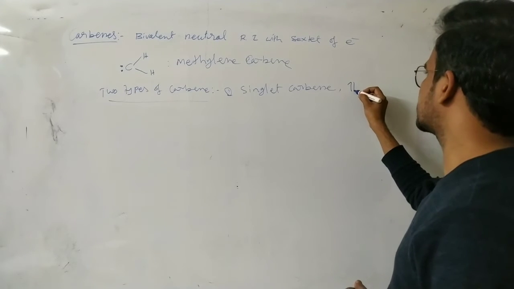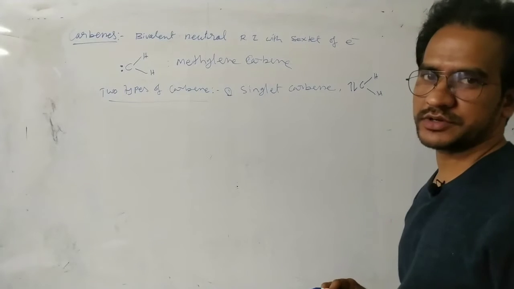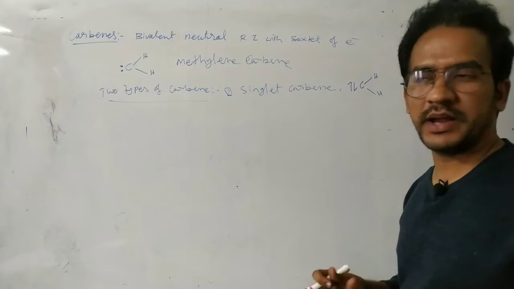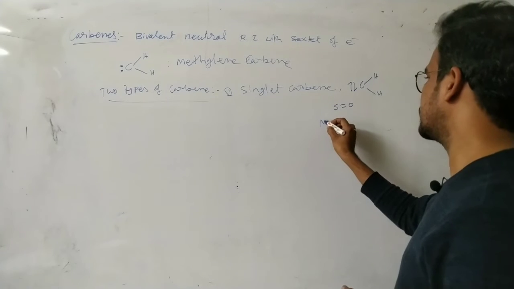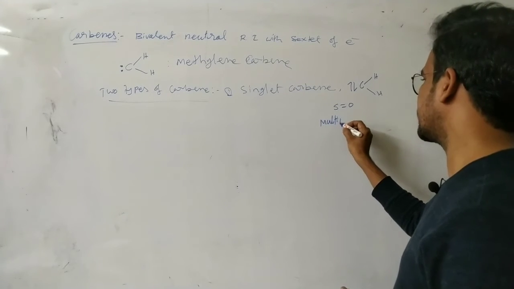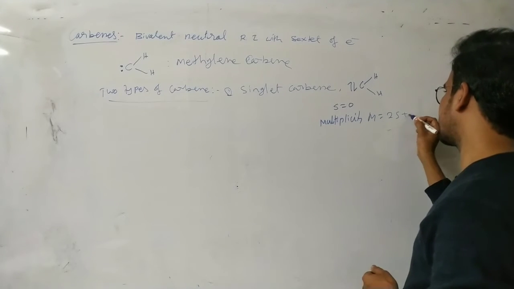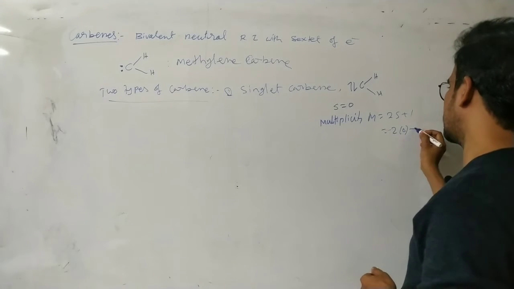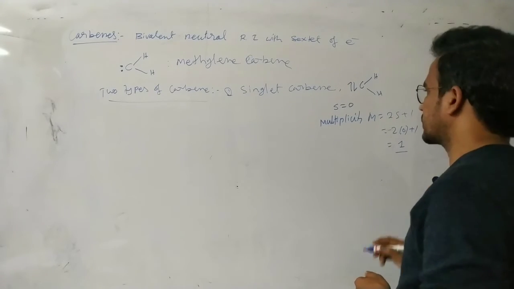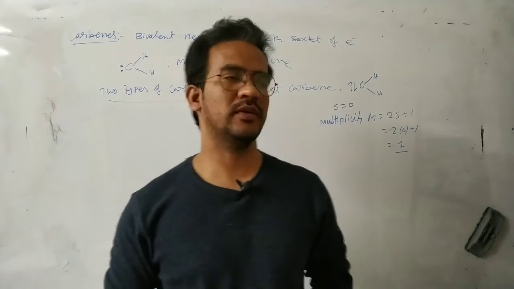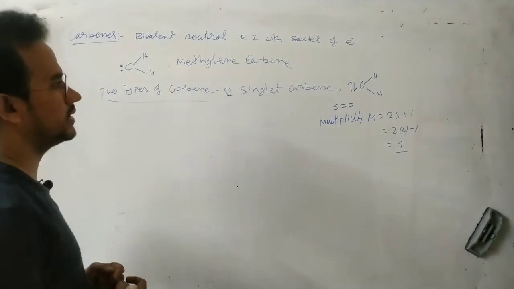Here in Singlet carbene, these two electrons are paired electrons. That means for paired electrons S equals 0. That means the multiplicity M equals 2S plus 1, that equals 0 plus 1, equals 1. That is a singlet. Two electrons are the paired electrons.